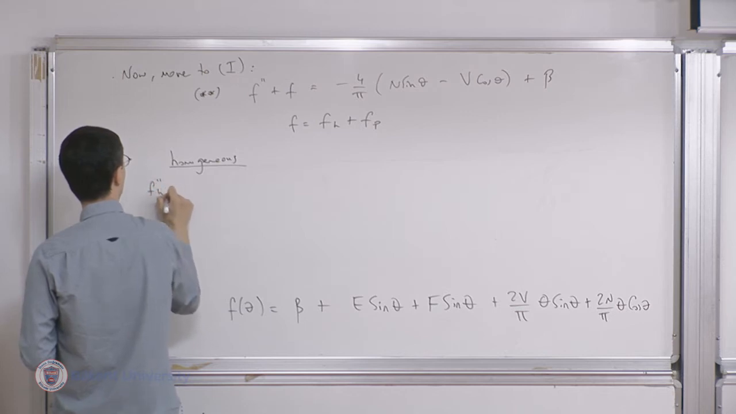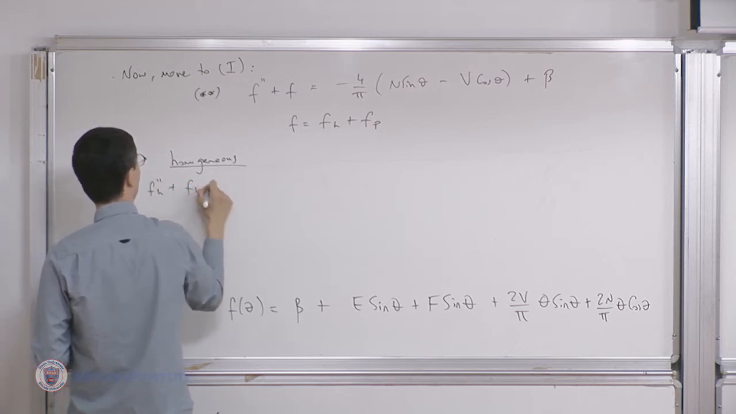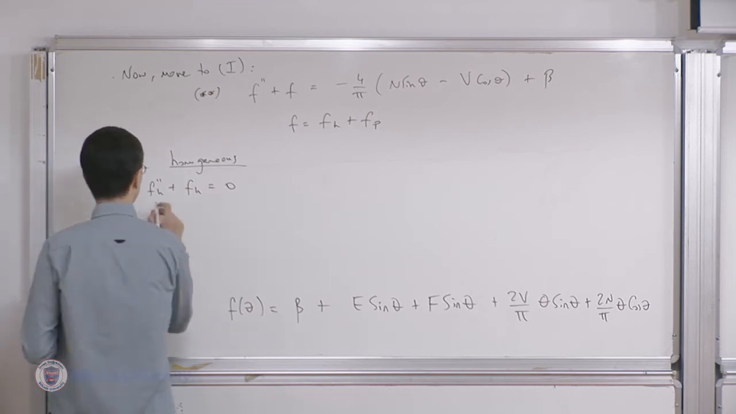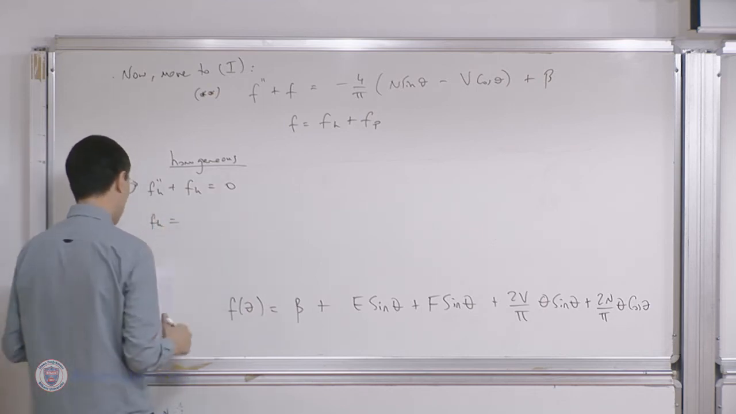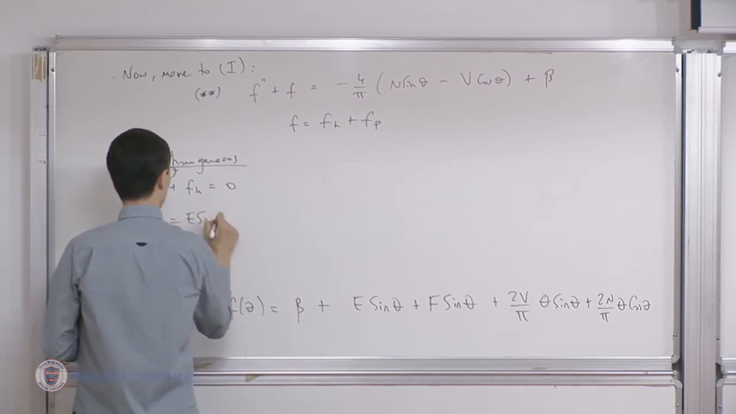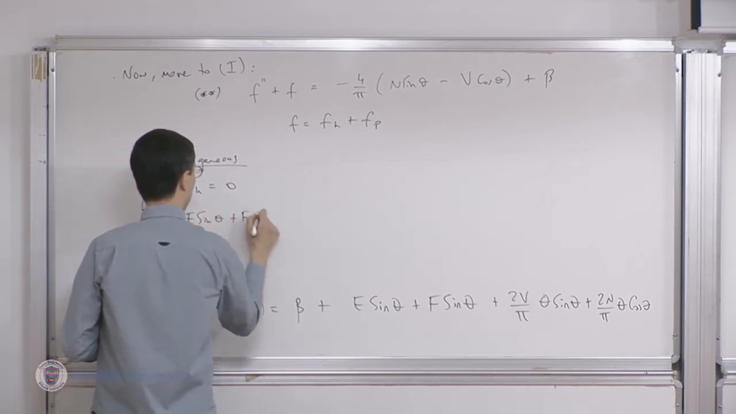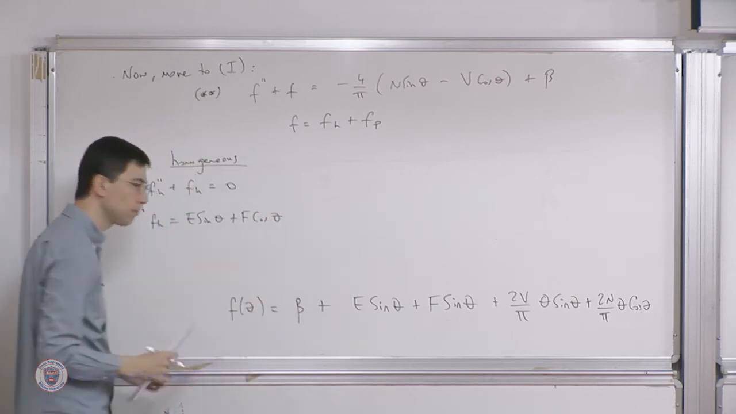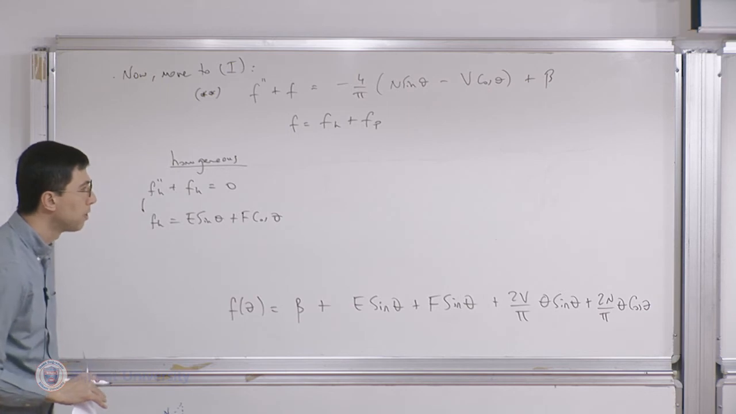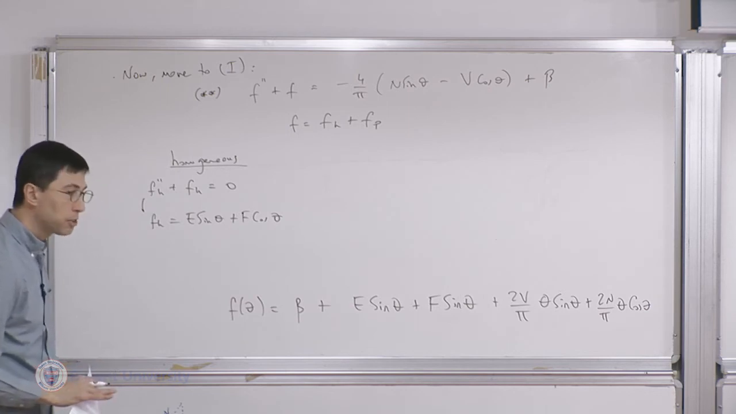So f double prime of theta plus f of theta is equal to 0 is the simplest thing you can hope for. Eventually, the solution is, of course, sine and cosine. Let me indicate the constants as e multiplying sine and f multiplying cosine. Those constants, of course, are free constants. So then the particular solution.